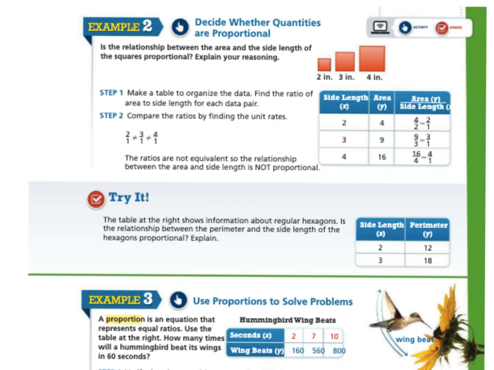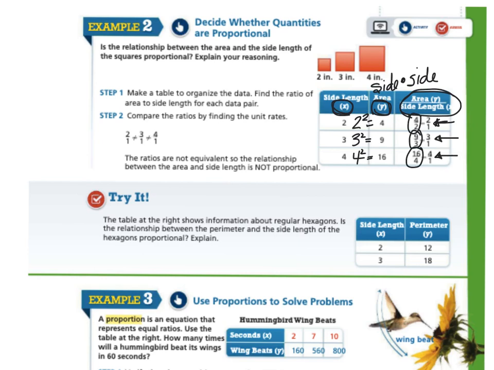So they're labeling the side length as X, and they're calling the area Y. Remember, the area of a square is side times side. So in other words, I'm going to take the side length times itself to get the area. So 2 squared equals 4, 3 squared equals 9, and 4 squared equals 16. So the ratio of the area to the side length is 4 to 2, 9 to 3, and 16 to 4. But are these ratios here equivalent to each other?